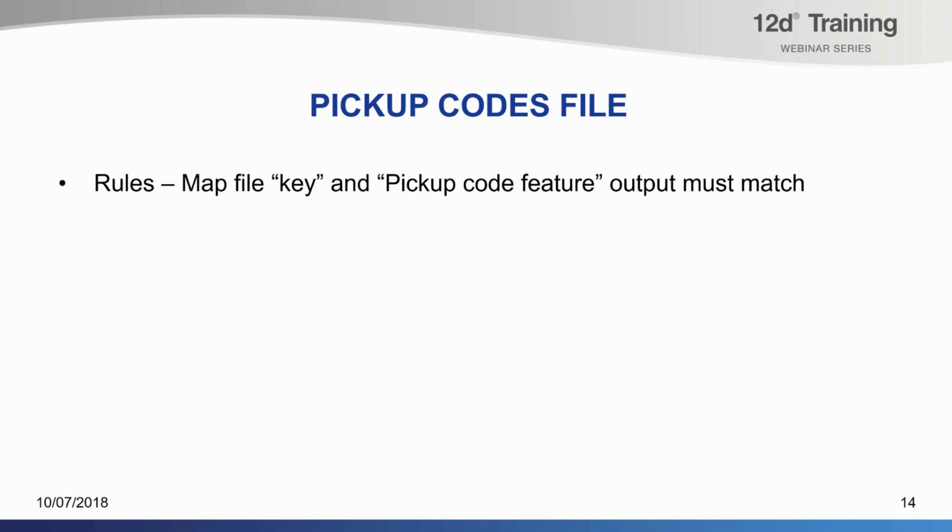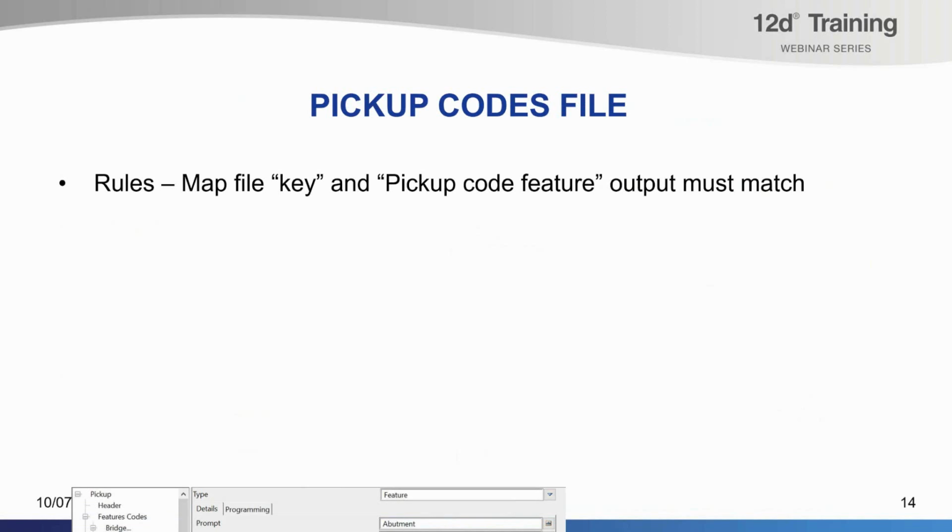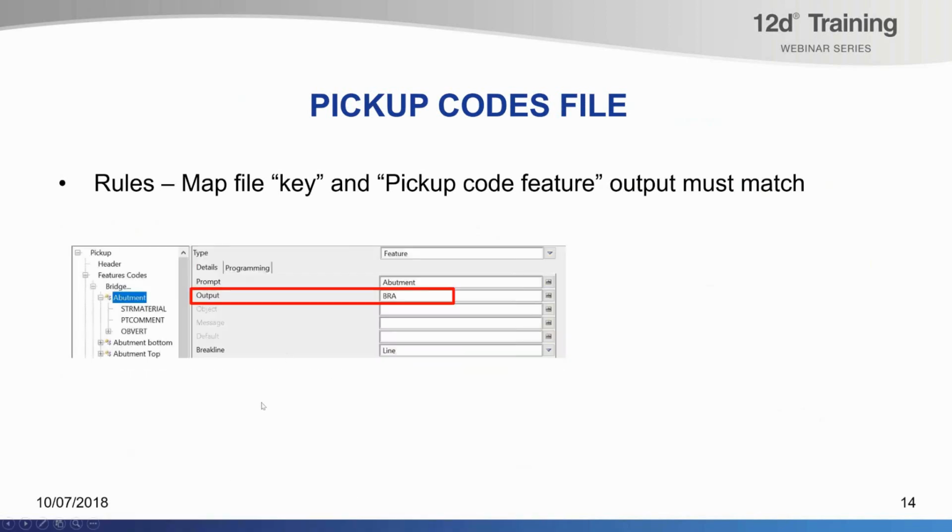So one of the main rules though for pickup codes file is that the map file key name and the pickup code feature output must match, because the pickup codes file actually looks at the map file to choose the line style and symbols and so forth.